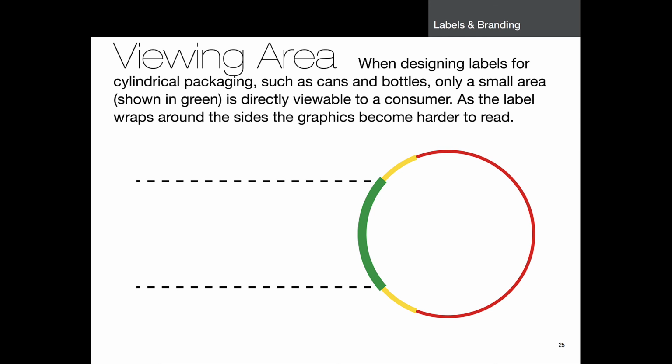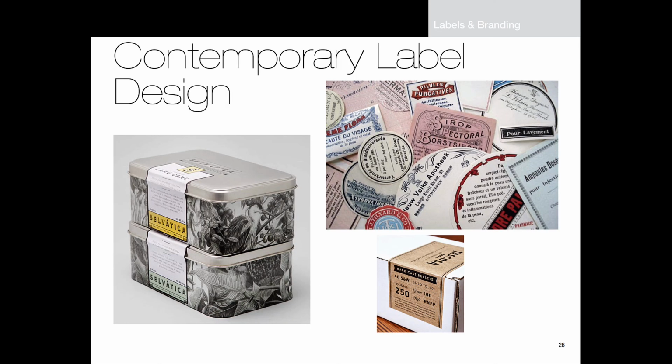So the green area here is roughly what would be visible from a store shelf. This is the top view of it. As you get into the yellow area, things become a little harder to read. And then once you get into the red area, if you have a label that extends that far, you're really not going to be able to read it unless you pick the object up and rotate it around.